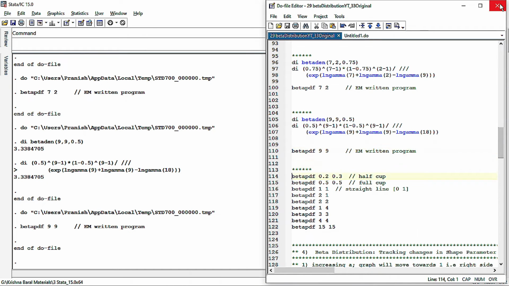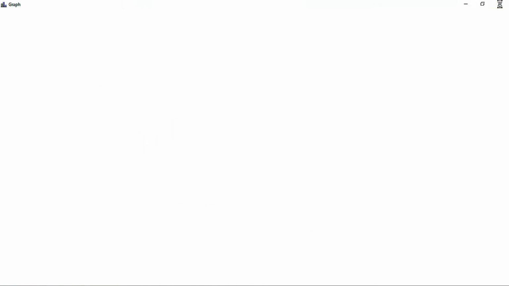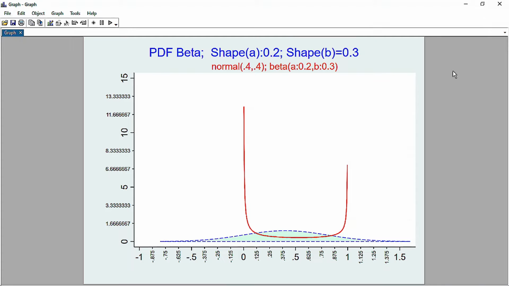Now let us play around with the PDF for different parameters. Here the parameters A and B are 0.2 and 0.3 respectively. We get this kind of graph.